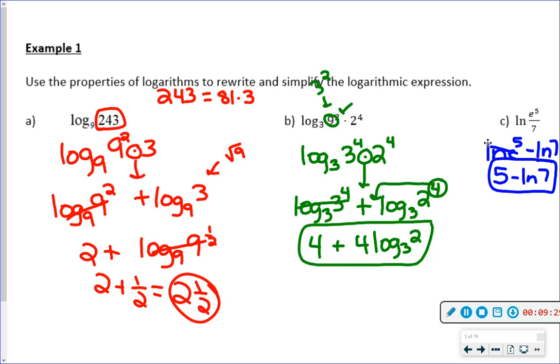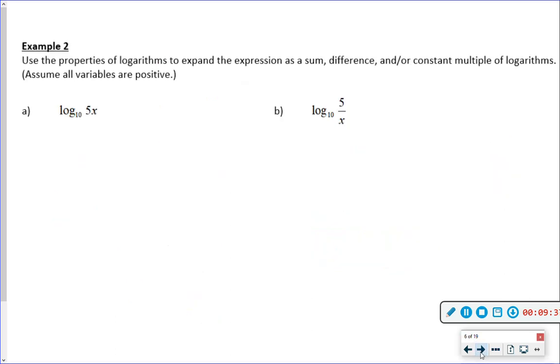So just kind of warming you up to use some of these properties on the problems that have variables, and there's no way I could punch it in my calculator, such as the next round of problems. Okay, we should always read the directions, right? Use properties of logs to expand. Now here's the key, what operations you can have in your answers.